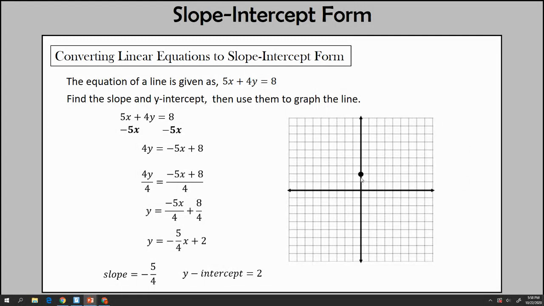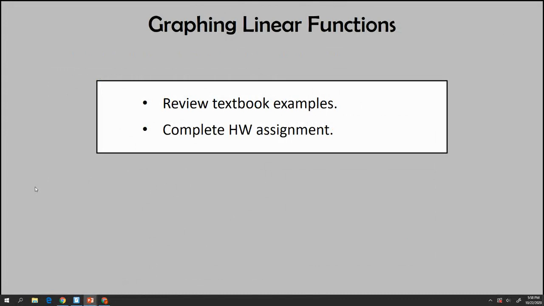So I want to go on the y-axis to positive 2. Now I'm going to go a rise of 5 and a run of negative 4. Up 5, to the left 4. Remember, this is a negative slope, and it's going to go down like this. All right, so that's everything.